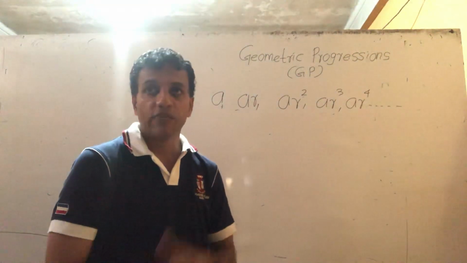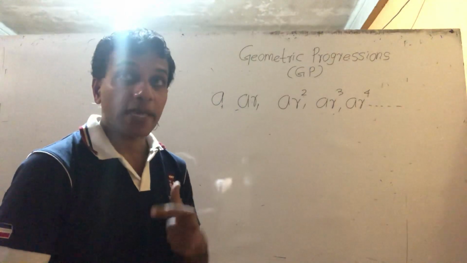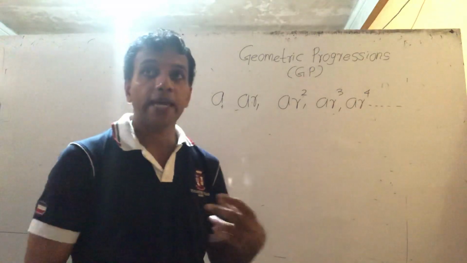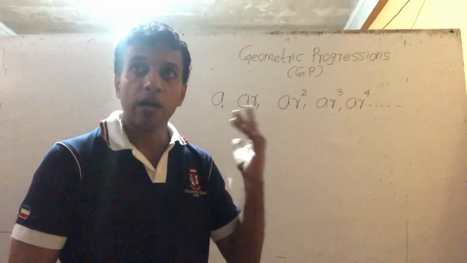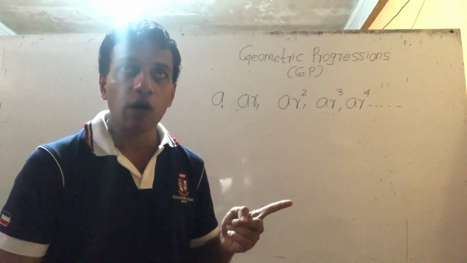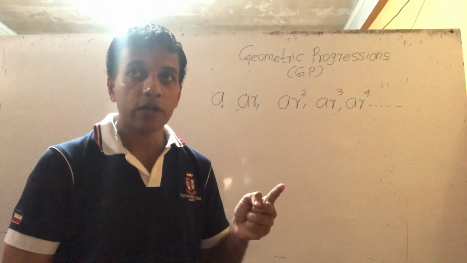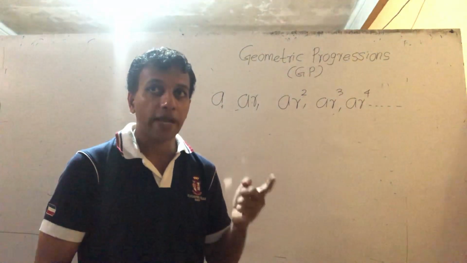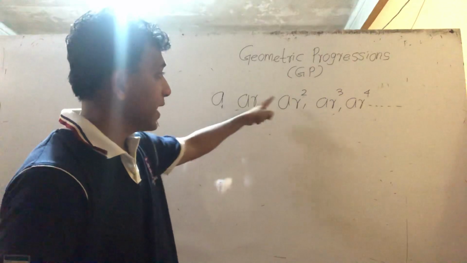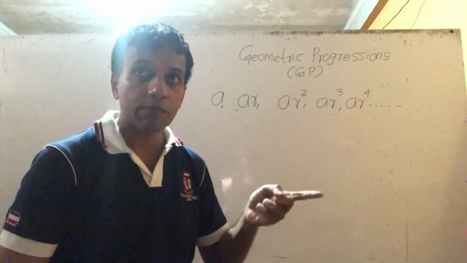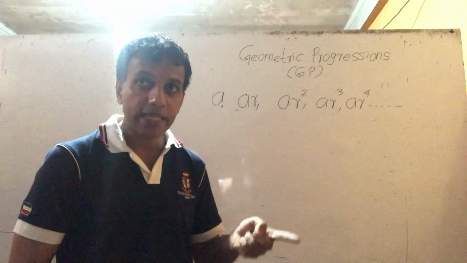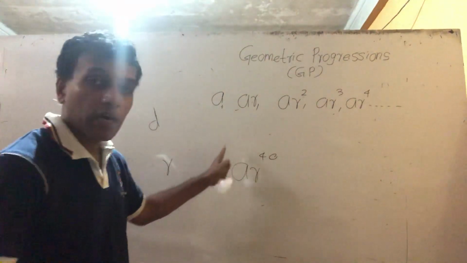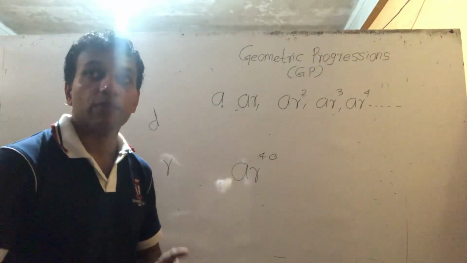It's continuous. The first term is a, the second term is ar, the third term is ar square, the fourth term ar cube, the fifth term ar power 4, and the 100th term? ar to the power, not 100, 99. The 100th term is ar to the power 99. Identify the pattern: power one less. The 20th term? ar to the power 19. ar power 40 is which term? The 41st term.